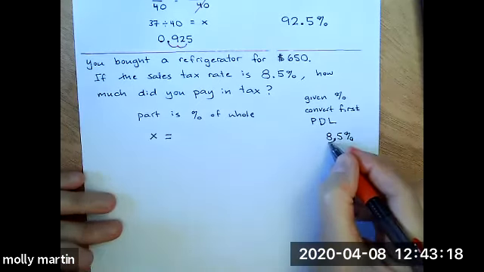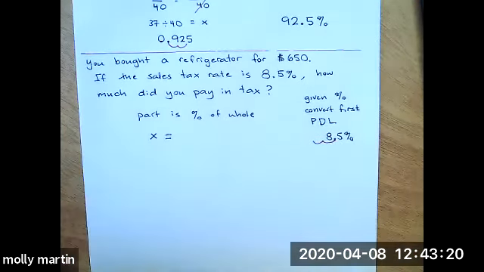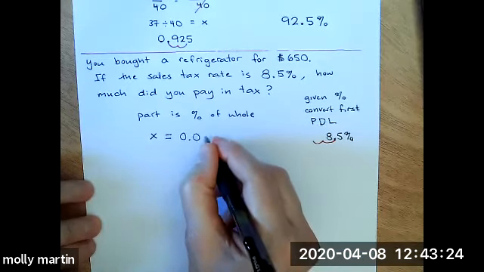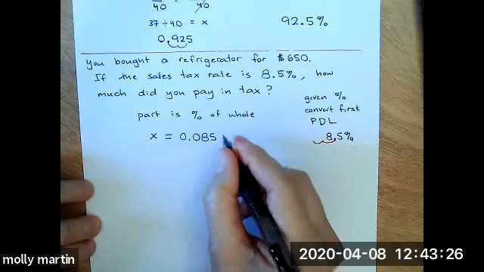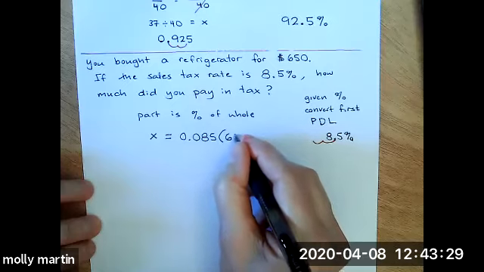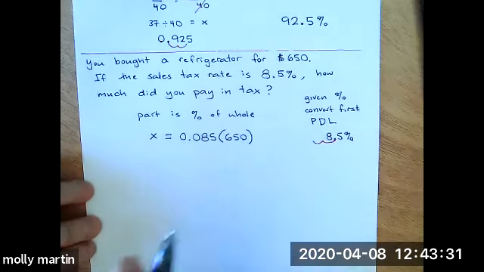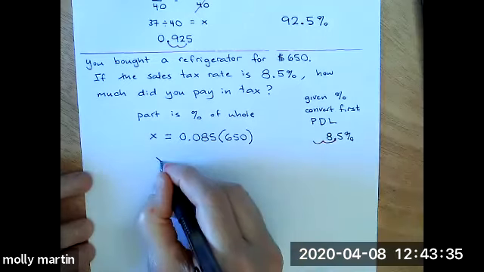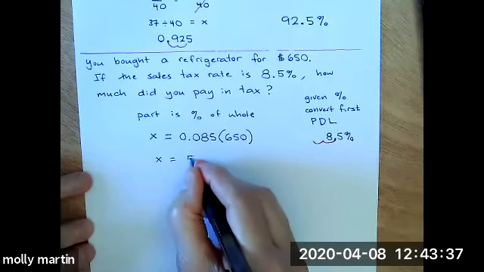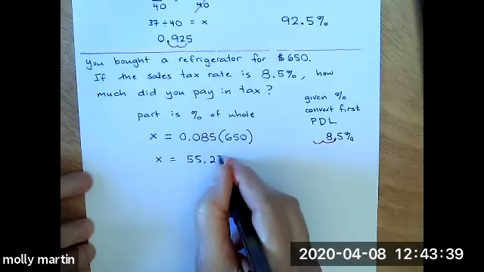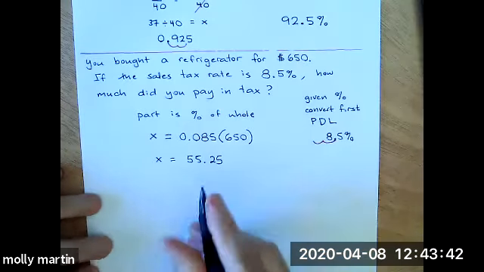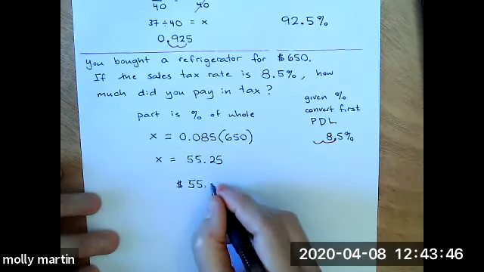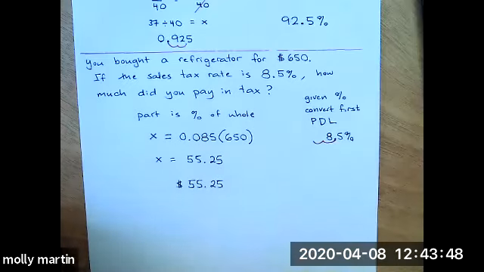We move the decimal point 2 places to the left. So that becomes 0.085 times 650. So all I have to do is multiply. We get 55.25. So the amount of tax is $55.25.